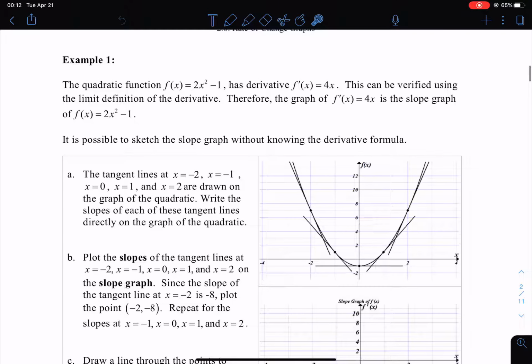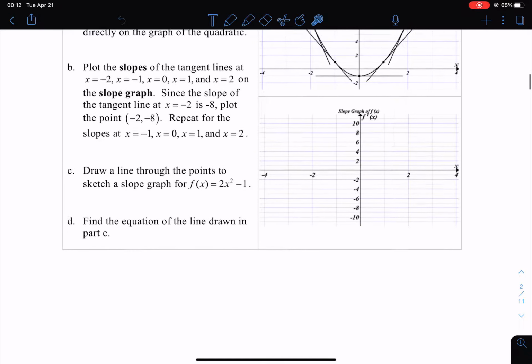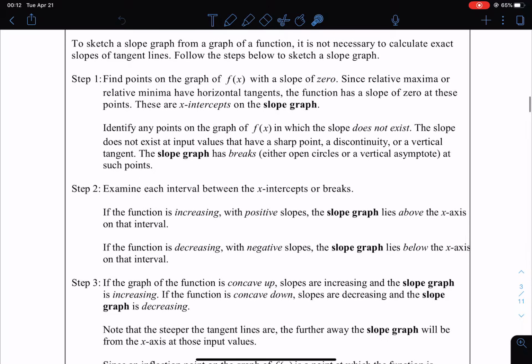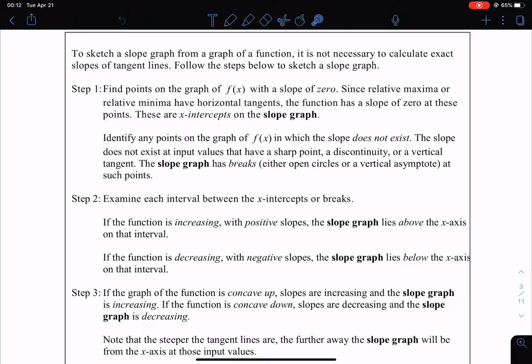So example 1 shows you the details of how, if we are given the function graph, we can get the corresponding slope graph. Just read it. If you have any questions, just send me an email. The next box shows you the strategy to try to draw a slope graph.